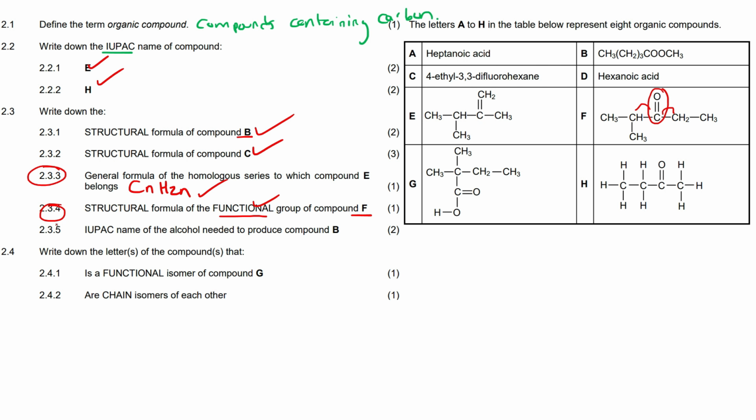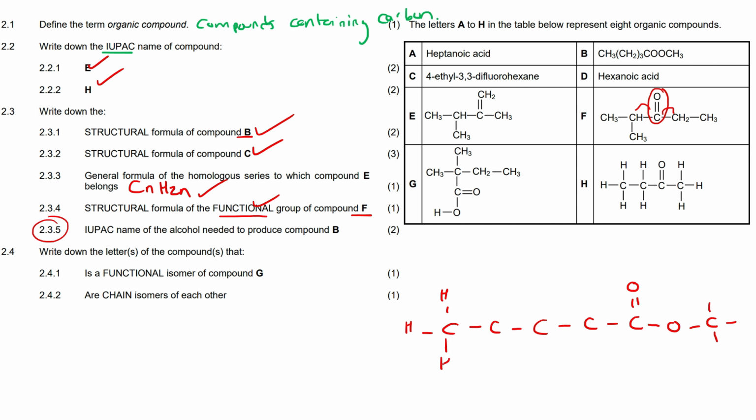Okay, the next question says, what is the IUPAC name of the alcohol that you would need to make compound B? So compound B was the ester that we already drew out, so you would already have that. So I'm just going to quickly redo that one. Okay, and then obviously with hydrogens everywhere else. Just want to double check. CH3, then there's a CH2, 3 of those. Then there's a C double bond oxygen, CH3. Yes.